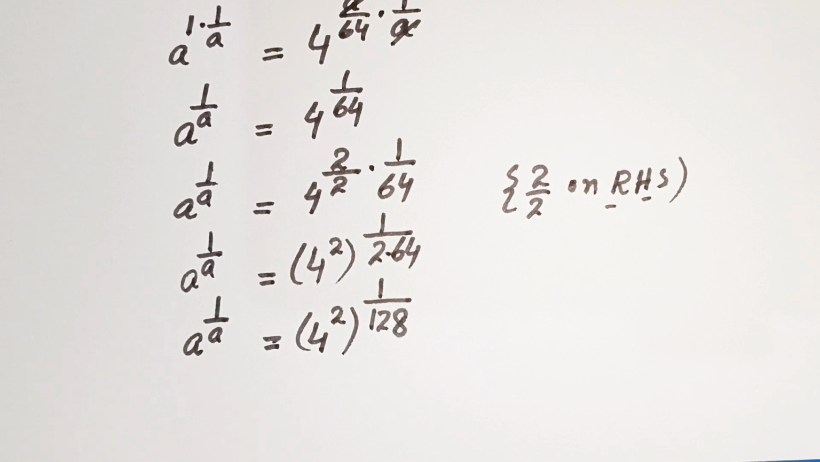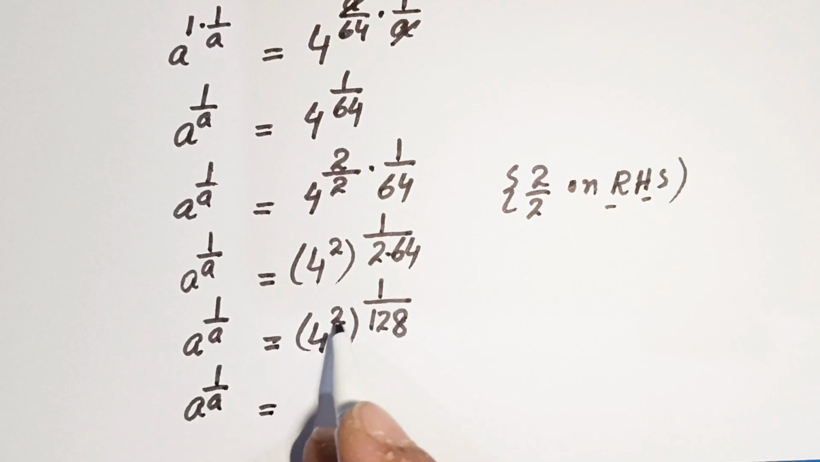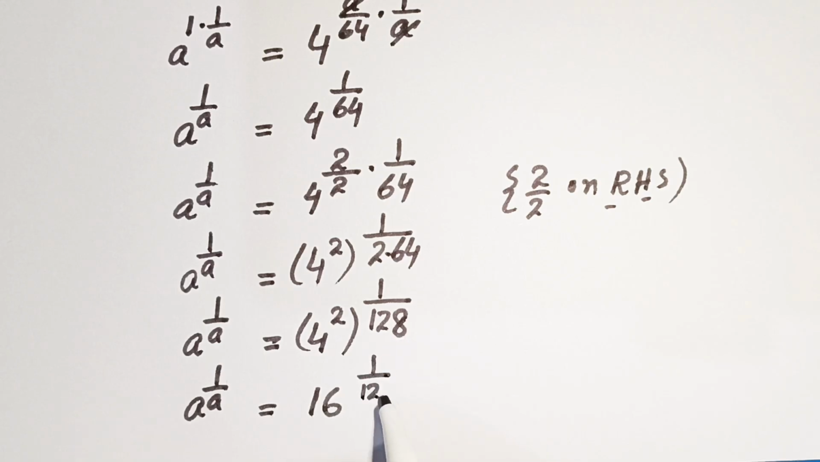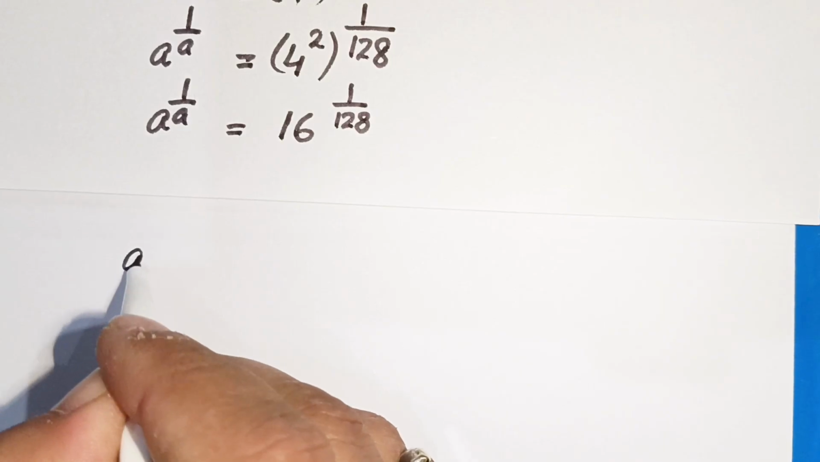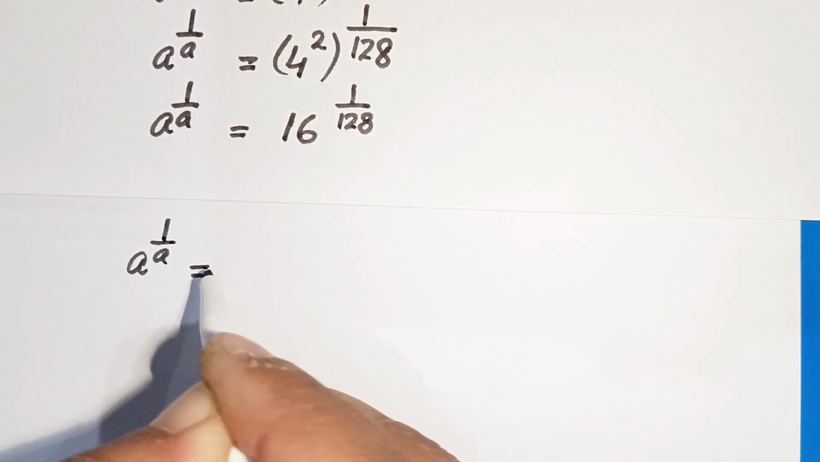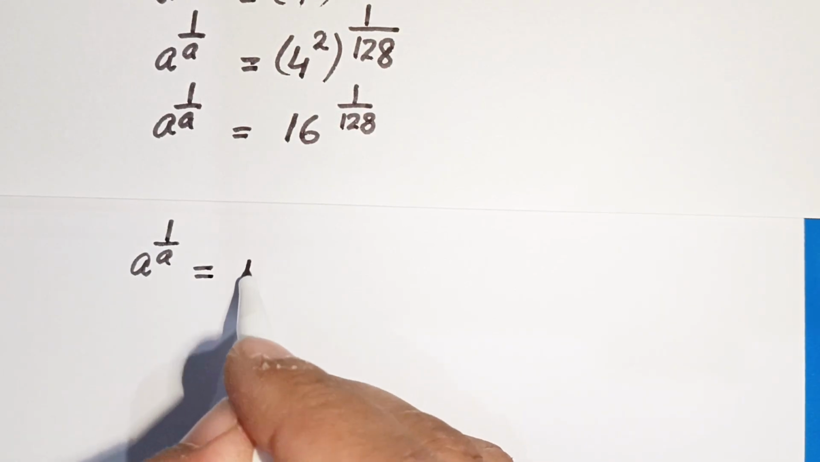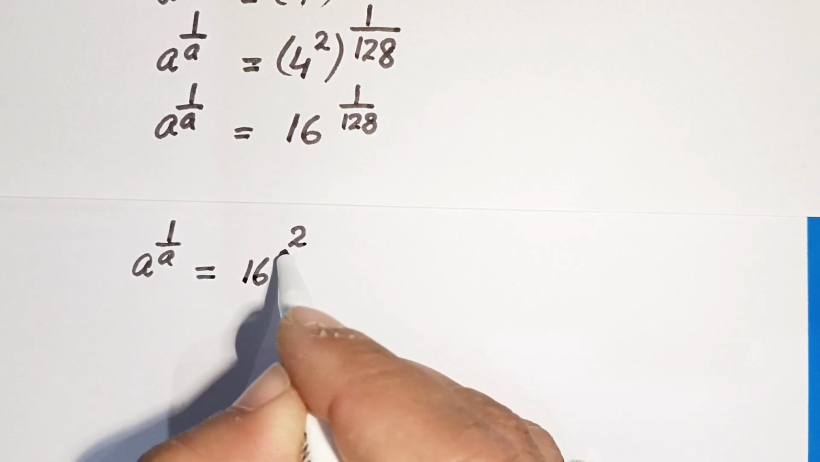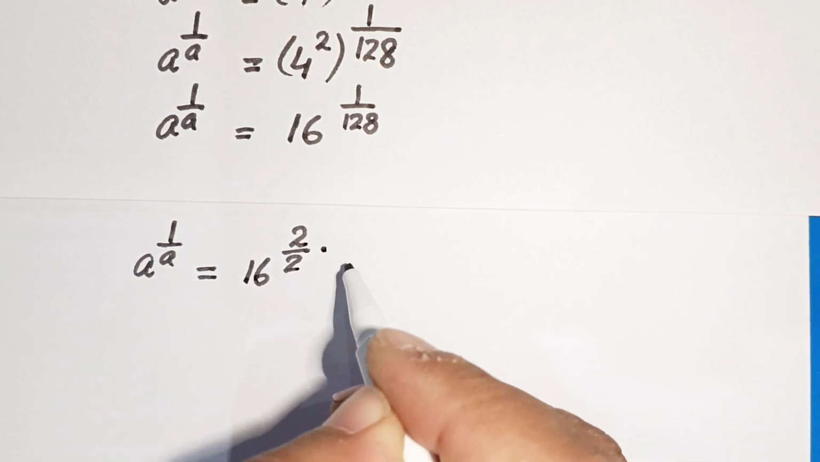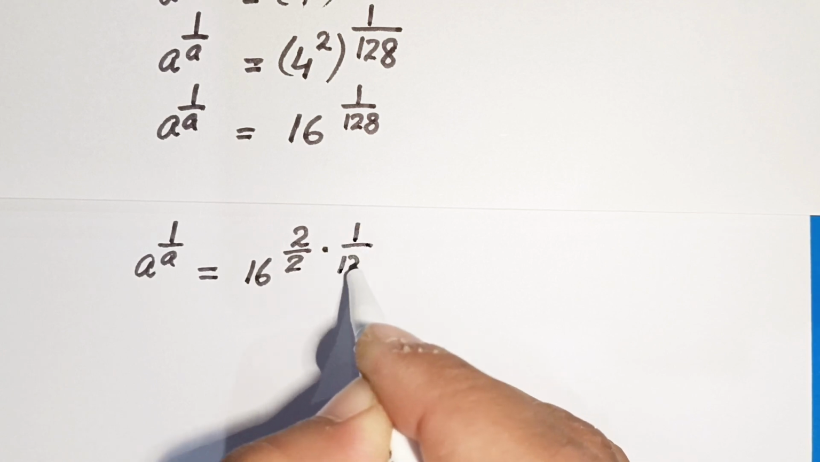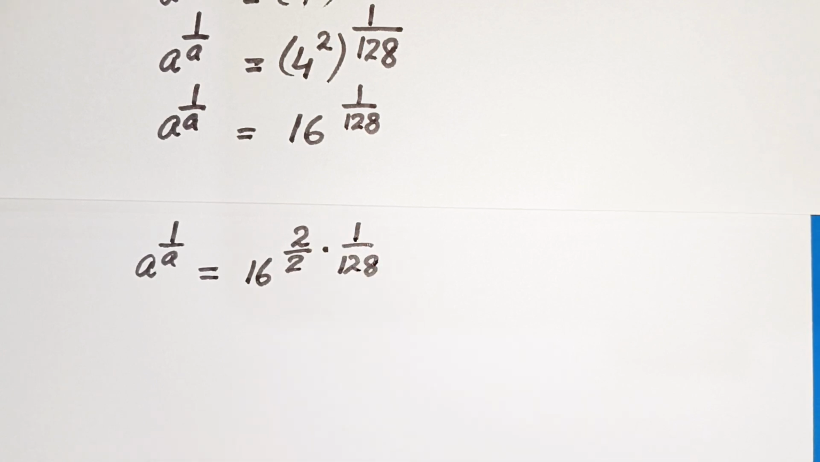So now our next step is here a to the power 1 over a is equal to 4 squared, so 4 squared is 16 whole to the power 1 over 128. So now our next step will be here a to the power 1 over a is equal to, we are going to again multiply and divide by 2 as power on our right hand side, so it will be 1 over 128.